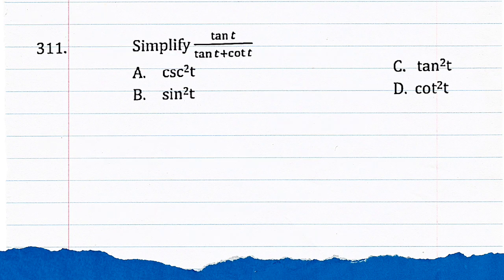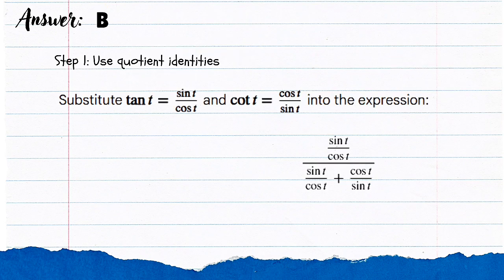Question number 311. Simplify tangent t over tangent t plus cotangent t. And here are the choices. Letter A, cosecant squared t. Letter B, sine squared t. Letter C, tangent squared t. And letter D, cotangent squared t. And the answer is letter B. And here are the steps.